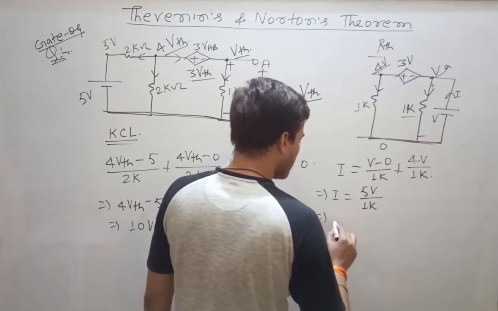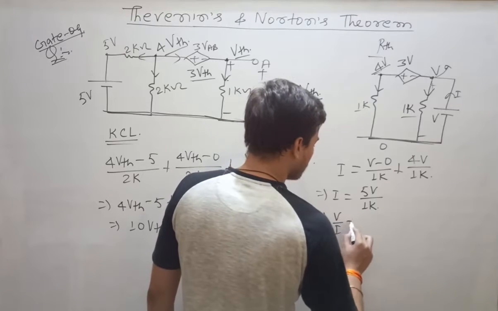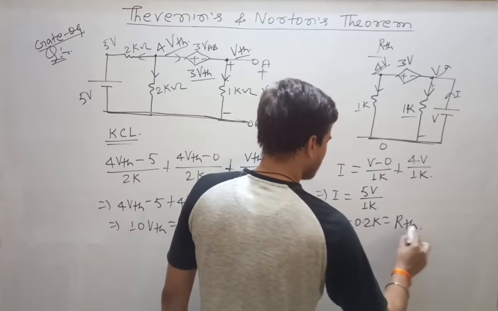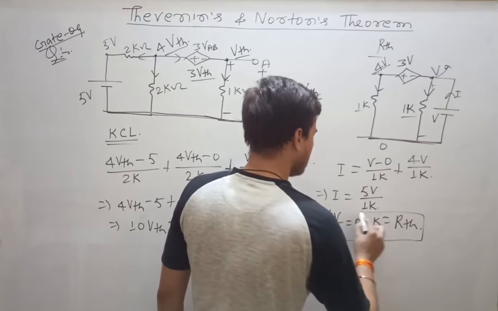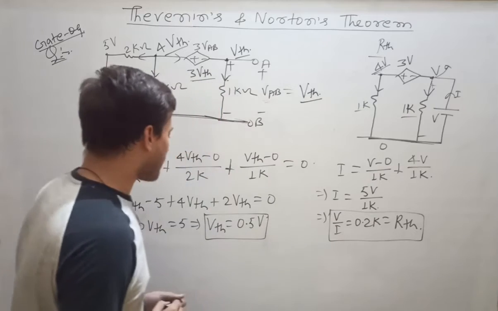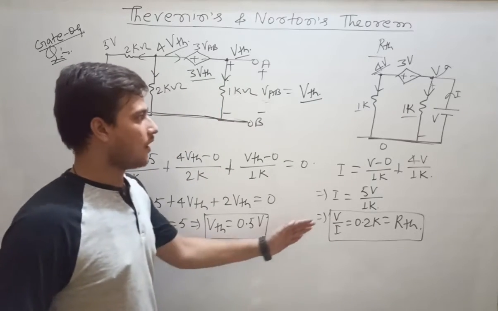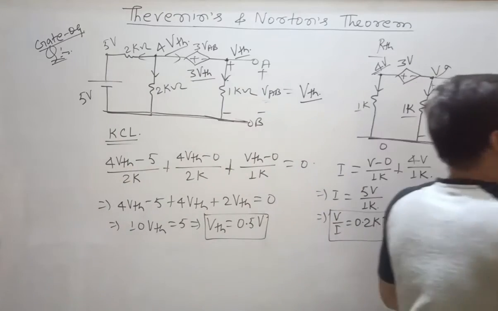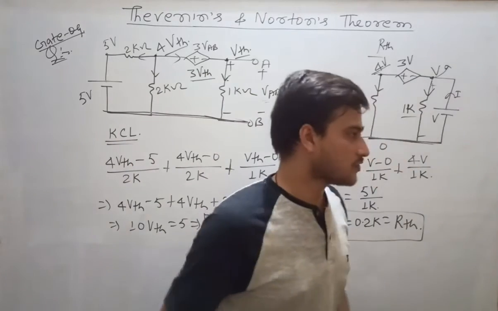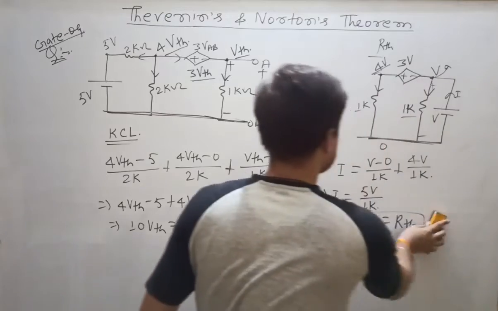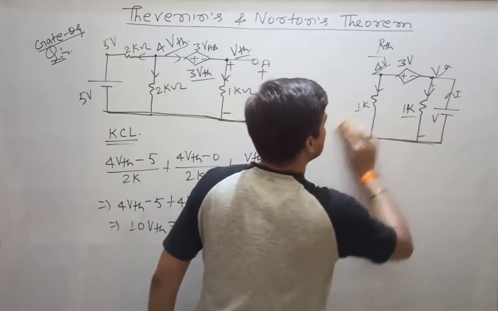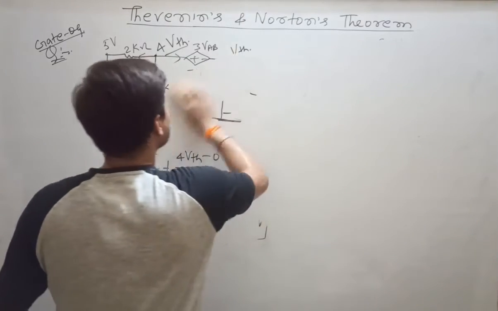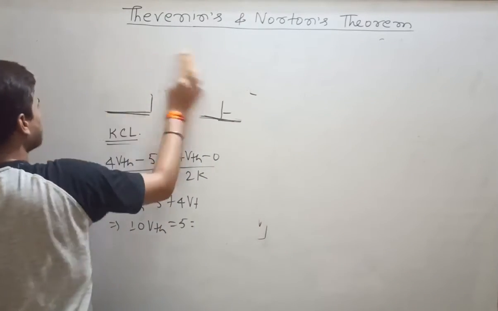From here you write V by I will be equal to 0.2K. So this is the value of RTH. So you can see how easily you have calculated VTH and RTH. Clear? So the second problem is clear. Let's discuss one more question on Thevenin's theorem.